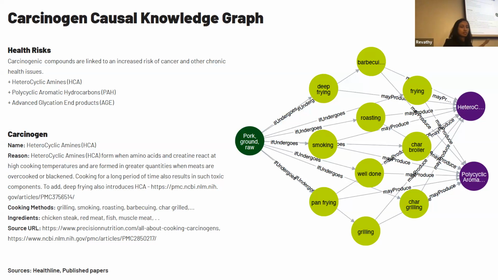The reason for the formation of the carcinogen is stored in the relationship and/or in the node properties, as we see here. It also has a list of cooking methods and a list of ingredients, the combination of which, when undergone, produces the carcinogens that we have there. The sources are Healthline and published papers.